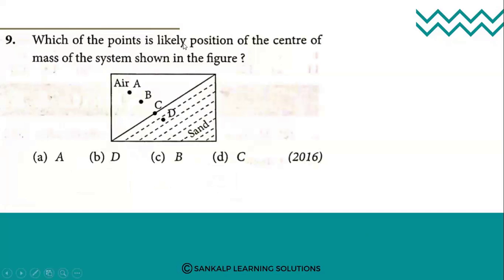See here. Which of the points is the likely position of the center of mass of the system shown in the figure? So here 4 points are given: A, B, C, D. Half is sand and half is air. Which of the following is the likely position of the center of mass of the system as shown in the figure? Yes, guess a little, students.